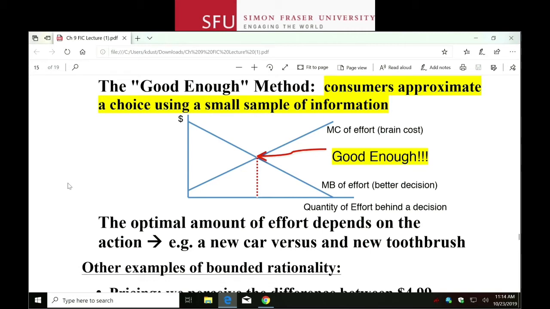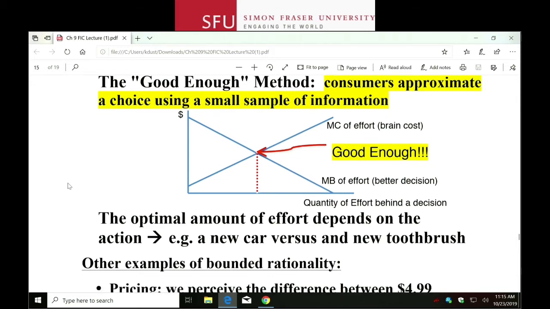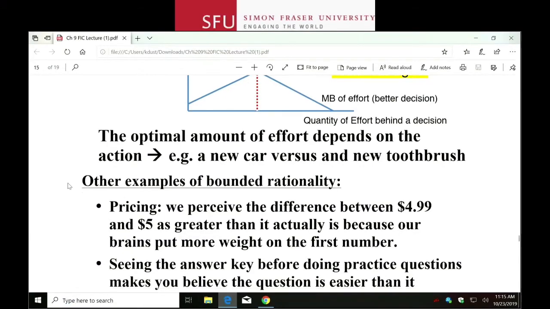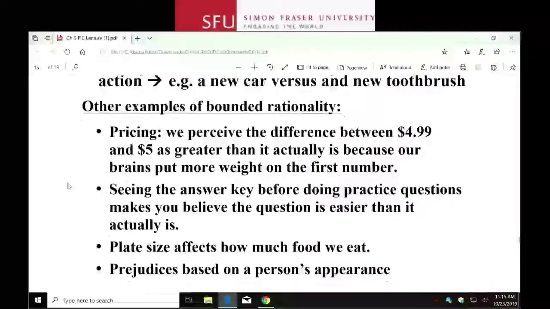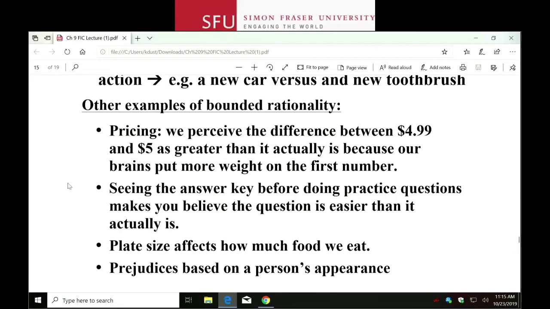Okay, now the next set of examples is about ways in which our brains just don't gather information very well. First one, pricing. The reason why prices are all like this, there's a very good reason for it. Prices are always something .99 because when we look at a number, our brains pay more attention to the first number on the left.